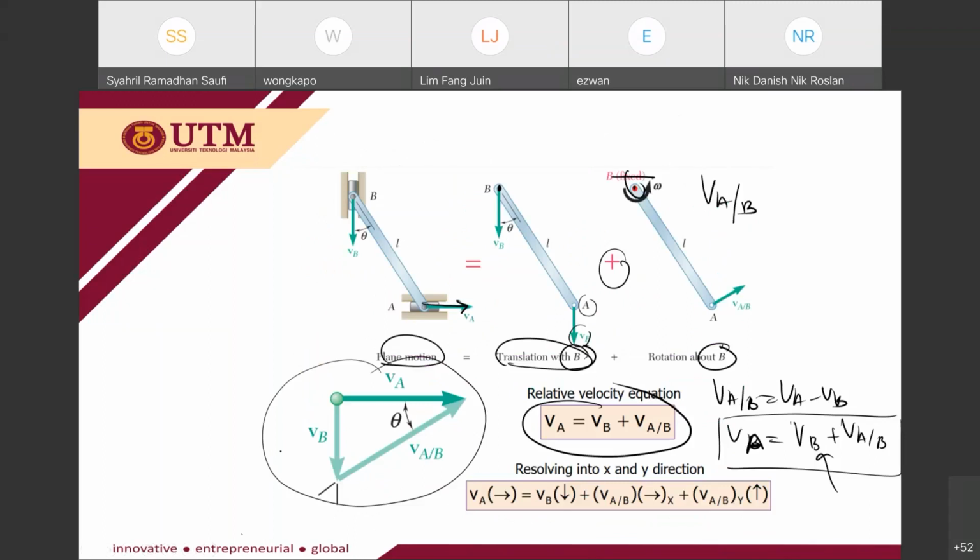Okay, so for the triangle, you can use trigonometry, or you can use a rectangular method. For the rectangular method, you need to resolve into X and Y direction. If it is trigonometry, then you need to use the sine rule and cosine rule to determine the magnitude.